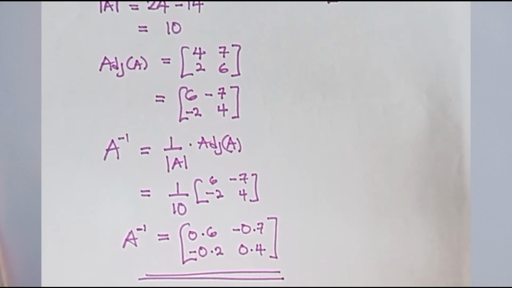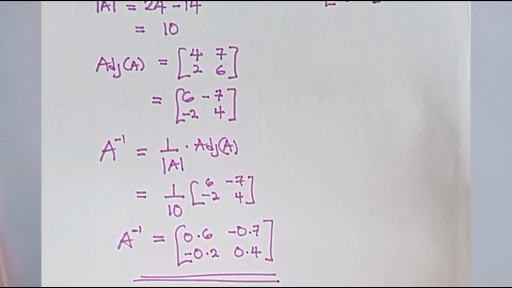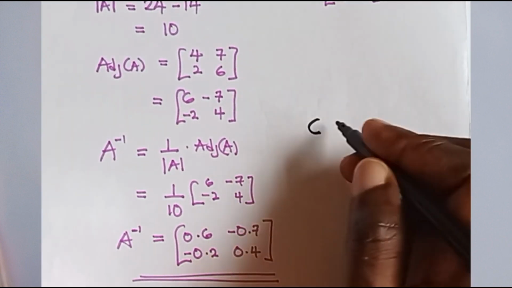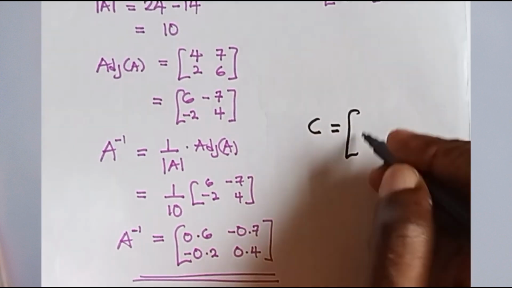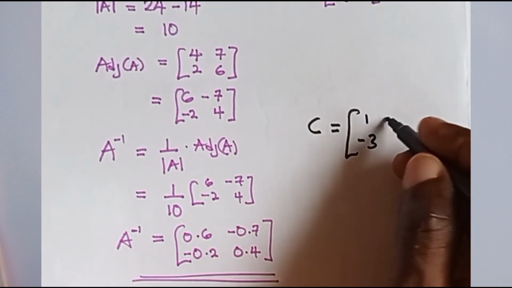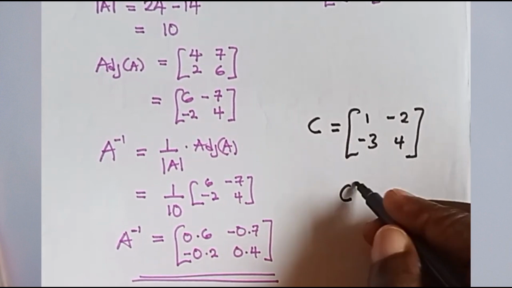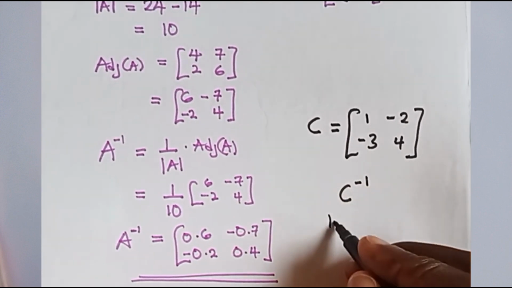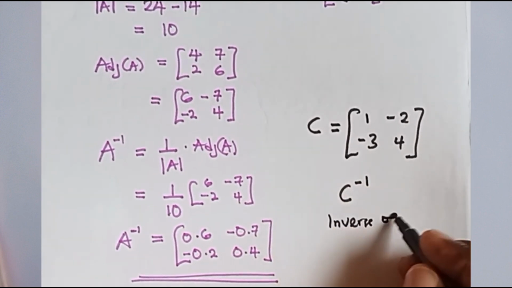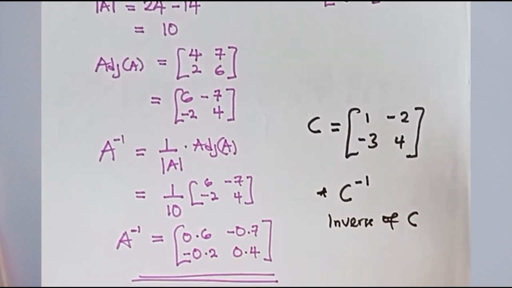I want to give us one to do. I want us to find the inverse of this matrix. I have C equals 1, minus 3, minus 2, 4. Find the inverse of C.